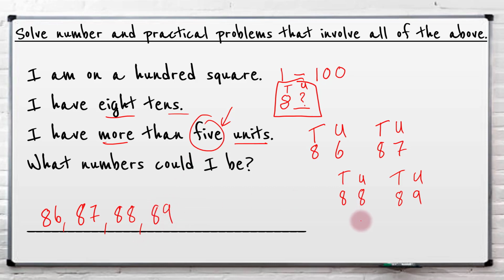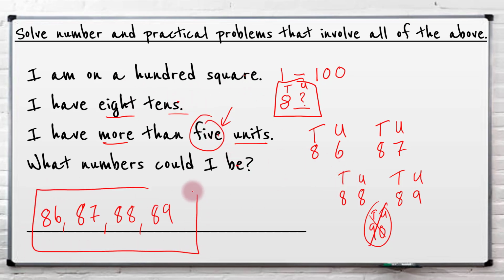Now, if we continue that on, then the tens will become a 9, because we'd have 9 tens and it'd be 90. So this wouldn't work. So the only numbers that would work for this set of statements are 86, 87, 88, and 89. And it's just put in a different way where you have to think through the problem and just follow each of the steps as you go to be able to figure out what the answers are.